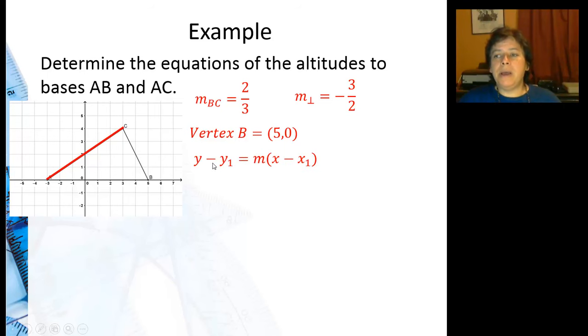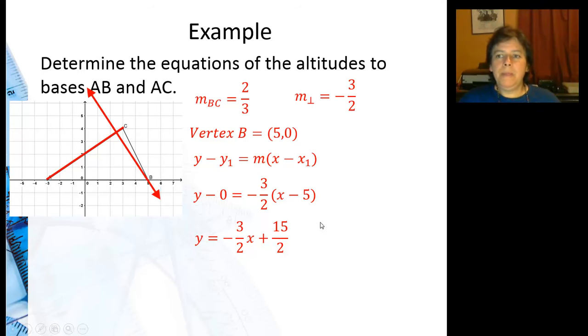Finally, I bring up the point slope formula and substitute in this point and the perpendicular slope into the equation of the line. Distributing the negative 3/2, I get y equals negative 3/2 x plus 15 over 2. So there is the equation of the line. It's going to go with a y-intercept of 7.5 and has a slope of down 3 over 2.